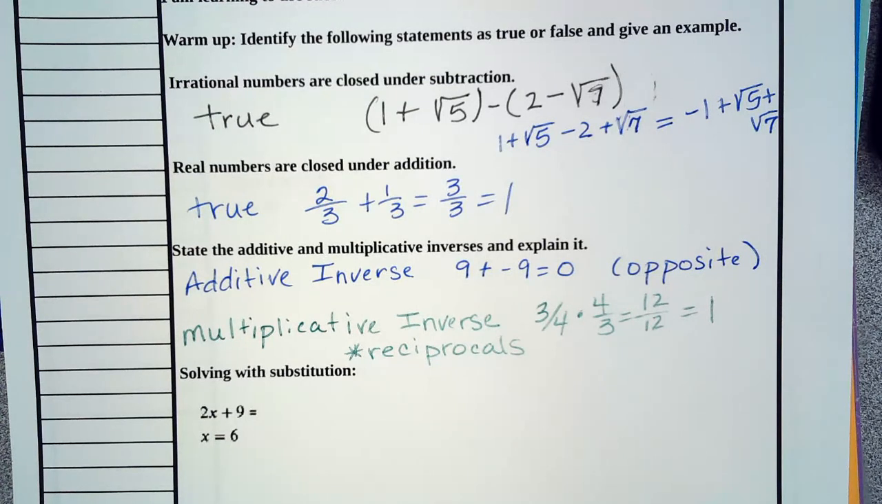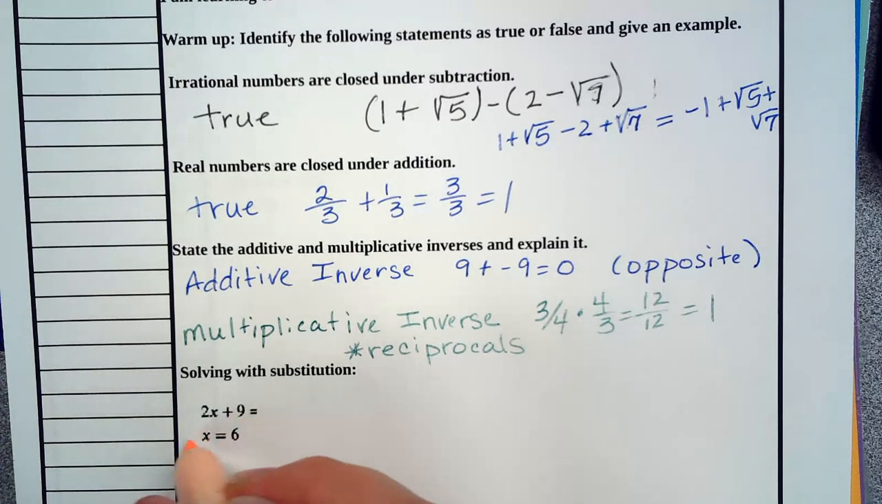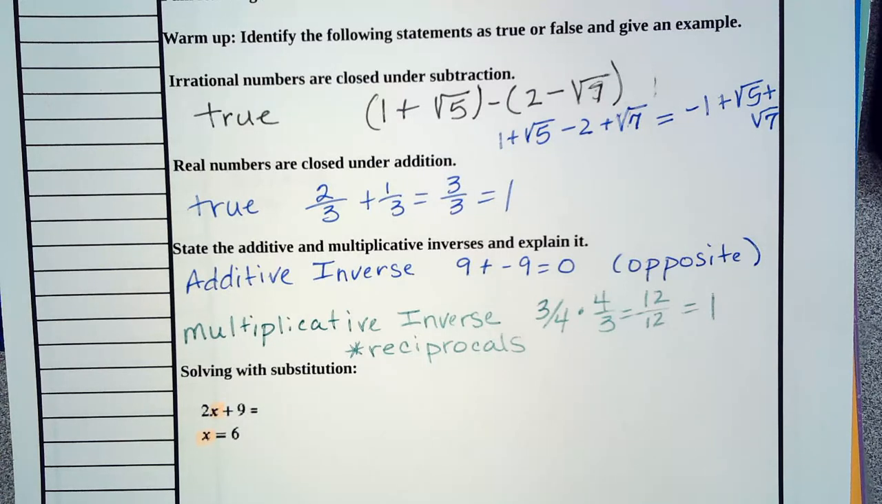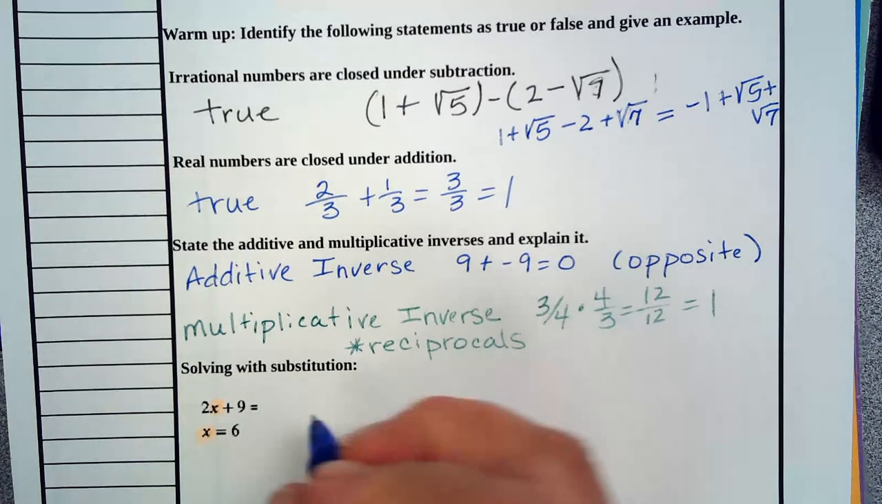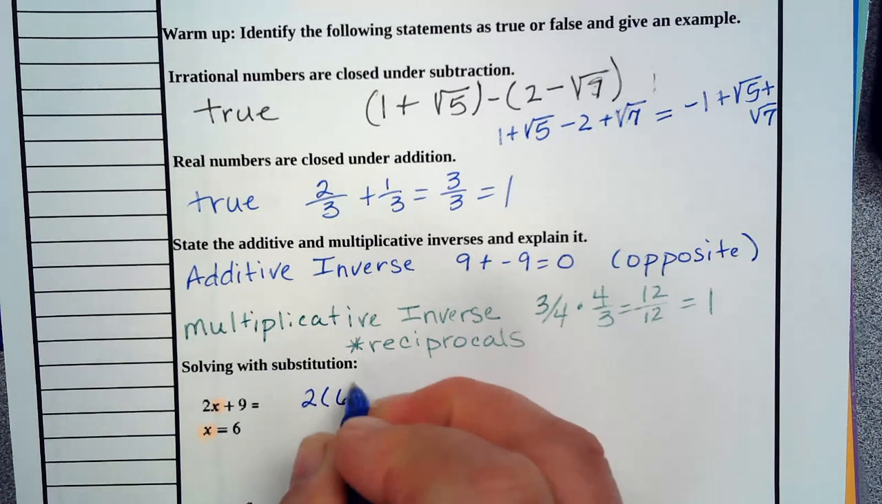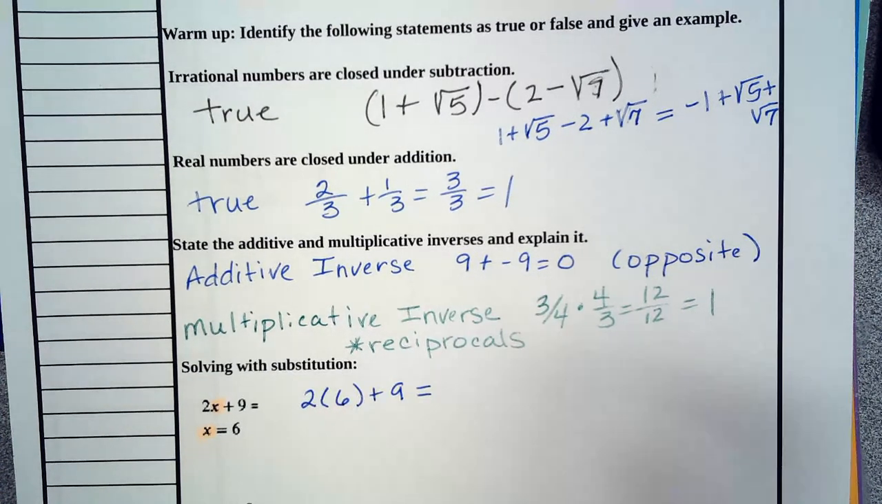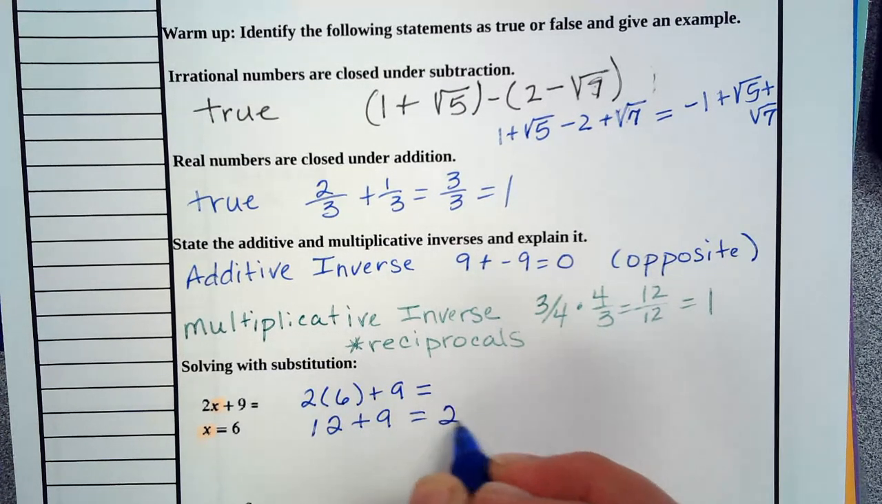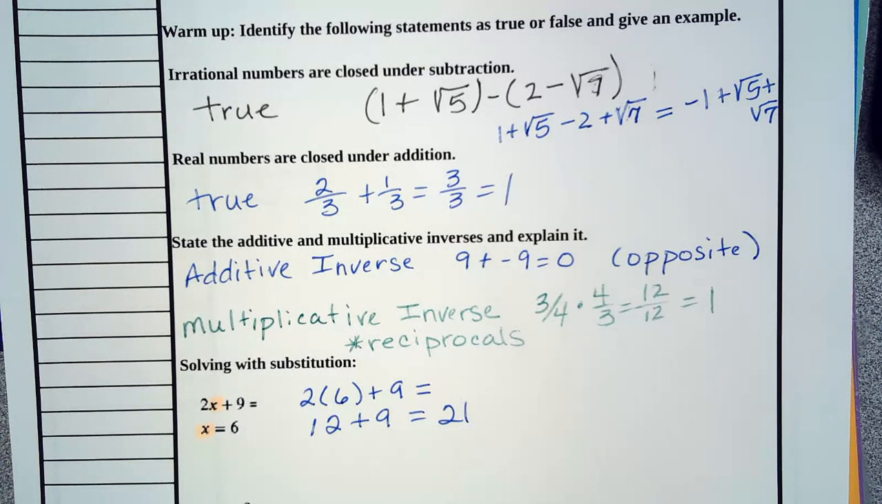Now we're going to start with substitution. The first couple are fairly simple, and you should be able to do them on your own. Then it'll get a little bit harder. So if I'm looking, I know that 2x plus 9 equals something, but I know that x equals 6. That's where I'm going to substitute or replace the x with 6. So this will be 2 times 6 plus 9. 2 times 6 is 12, plus 9 would give me 21. So the answer would be 21.